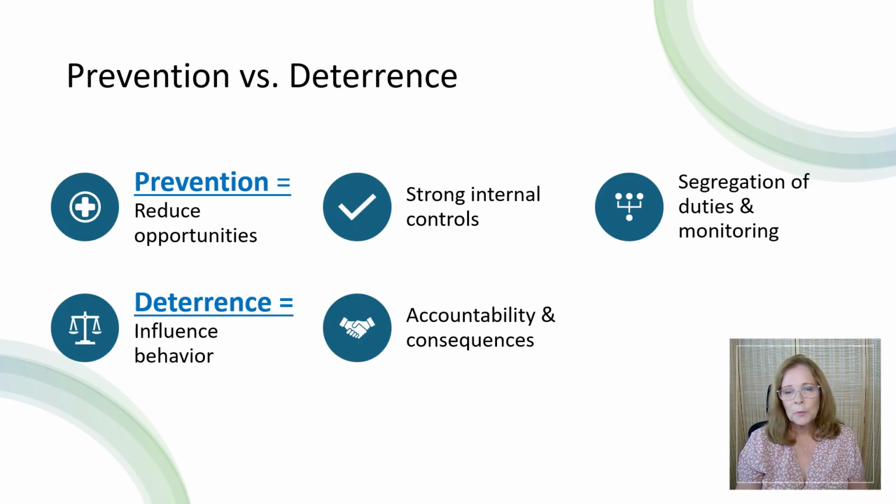The two pillars of fraud management that AU-C 240 emphasizes are prevention and deterrence. Prevention is like locking your doors. Internal control, segregation of duties, and monitoring transactions make it harder for fraud to occur. Deterrence is more like security cameras and consequences, reminding people that fraud will be caught and punished. Together, these reduce both the opportunity and the motivation for fraud.